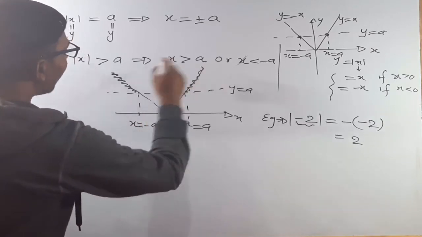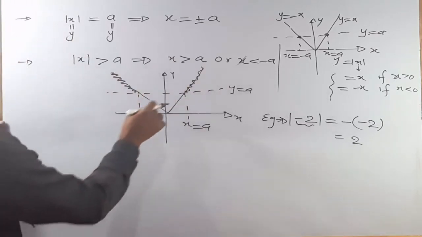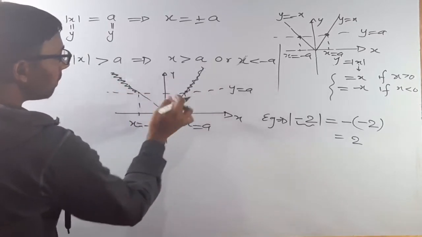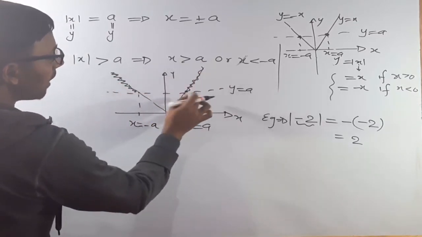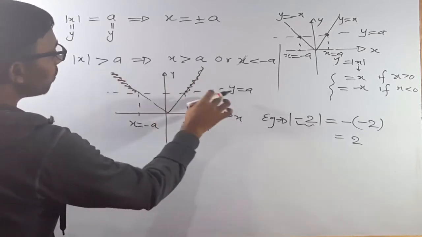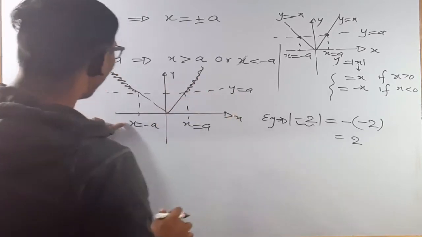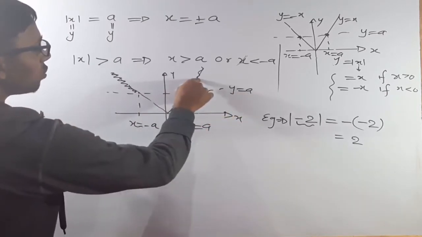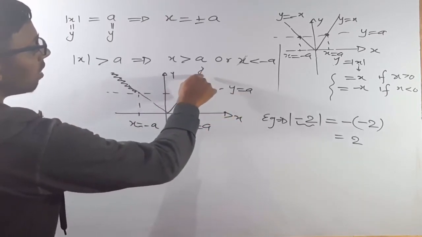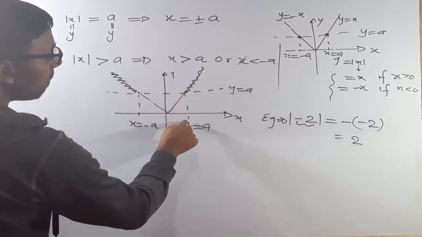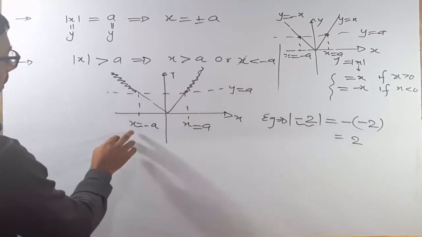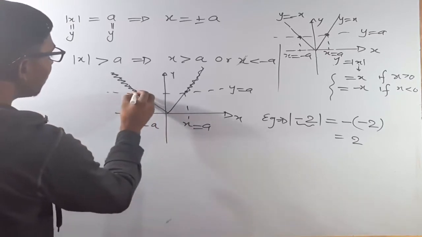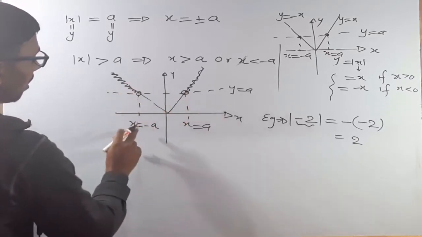This is the y equals x line, and this is the y equals minus x line. We are focusing only on these values of x, because only for these values of x is the modulus function going to be greater than a. So we need to find the values of x. Here y equals a, and this is the y equals x line. If you put y equals a, then what will be the value of x? x will be a. Similarly, we can find the value of x for this intersection point also. This will be minus a.